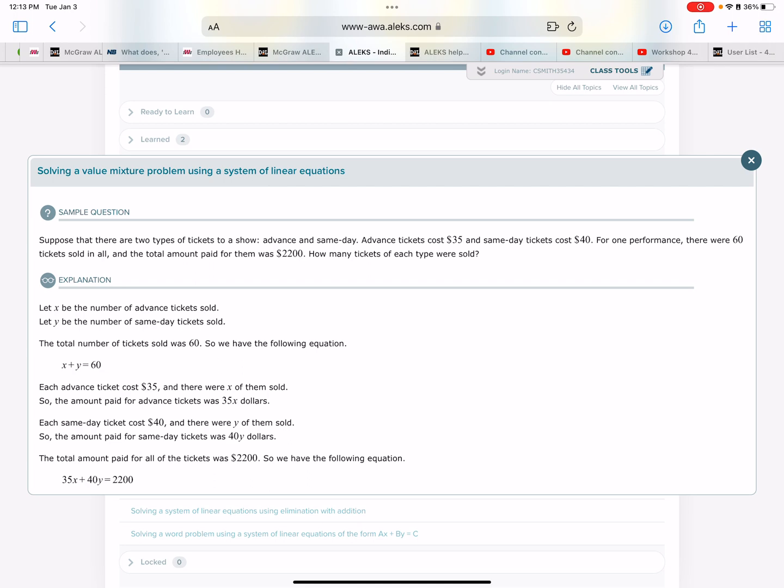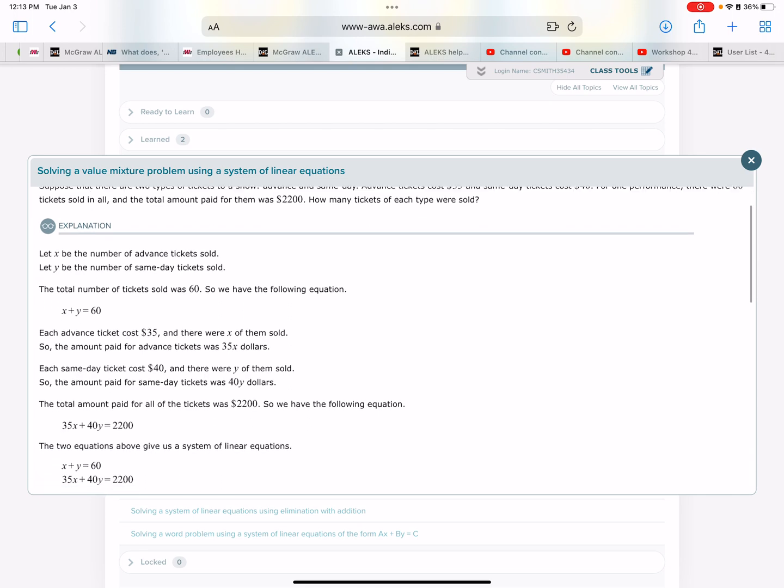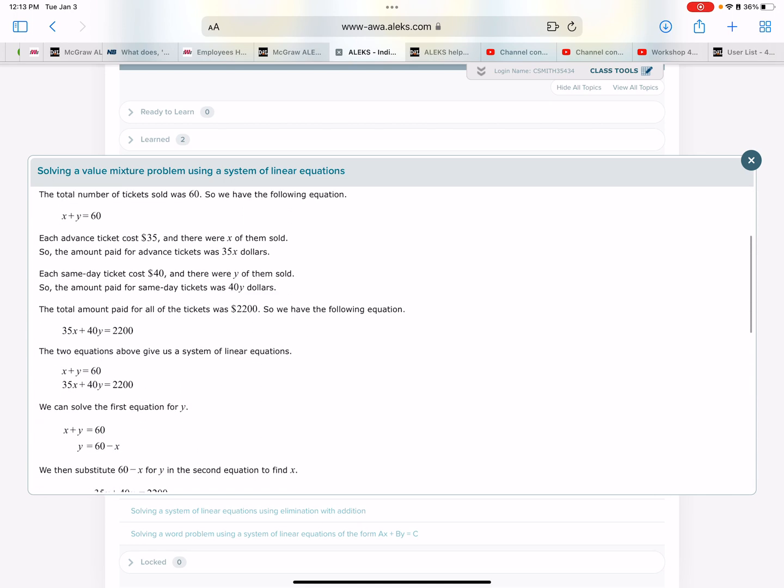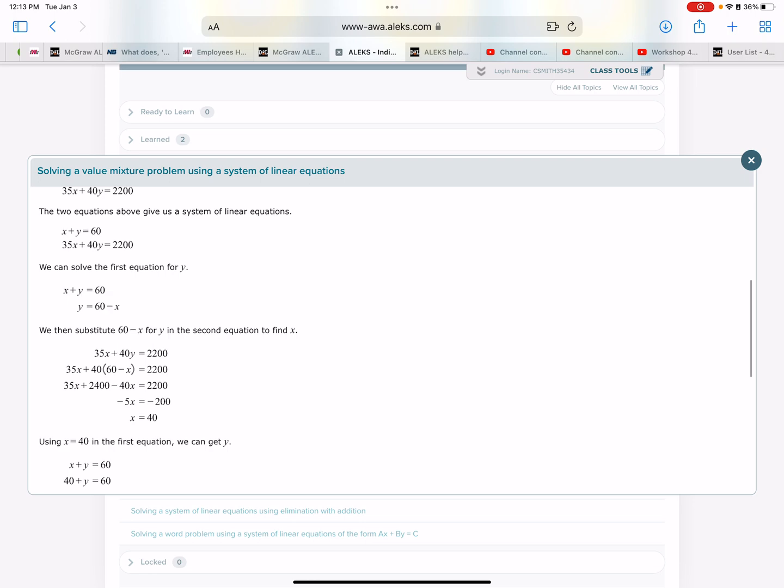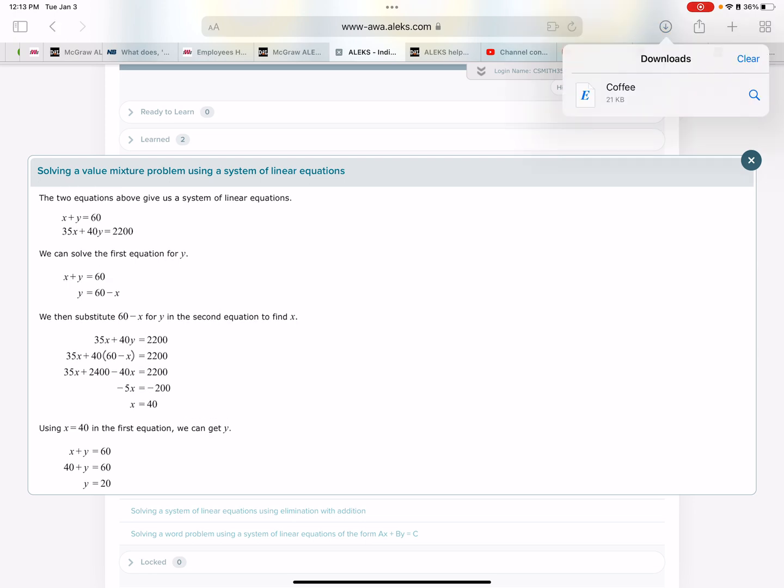But then for every advance ticket, I got $35. For every same day ticket, I got $40. Total profit, or excuse me, total revenue, was $2,200. So those are my two equations. To solve these equations, same way we just did the last one, we're just going to substitute.